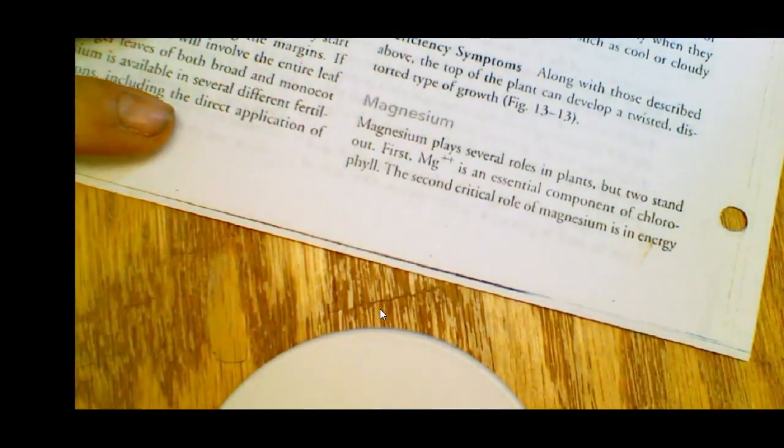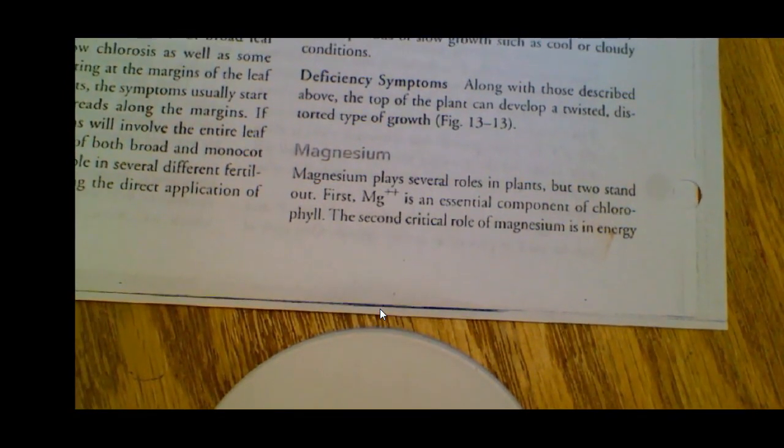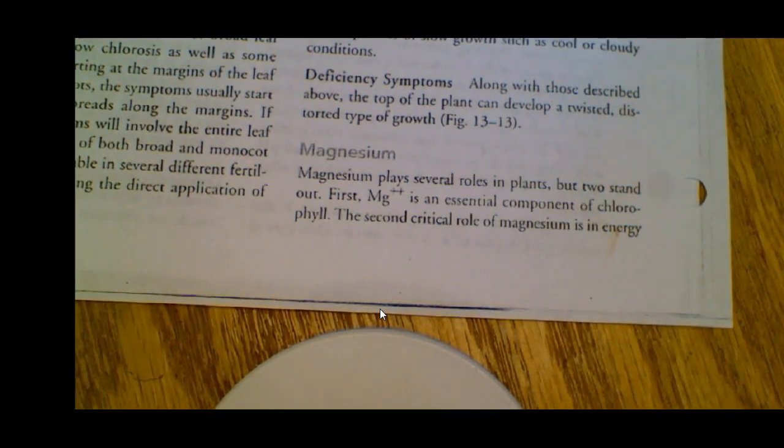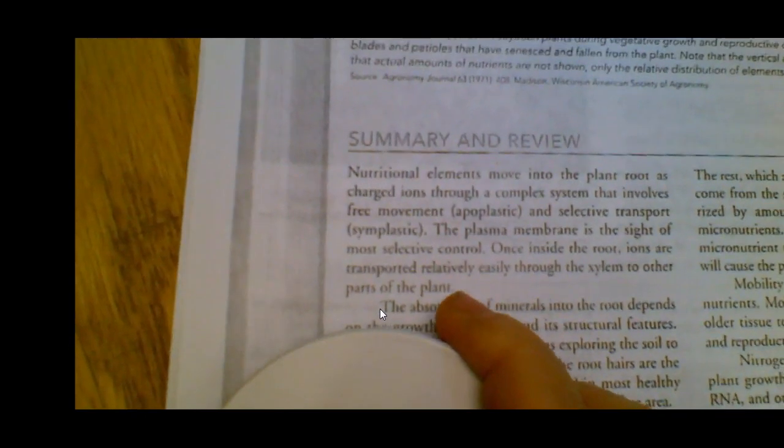So let us go ahead, and since I got the camera on already, let's go ahead and look at magnesium on this handout that we had from the textbook itself. We're back on page 259. So we haven't really talked about the role of magnesium in plants. We actually did back in photosynthesis, because magnesium 2+ is an essential component of chlorophyll, and that's an essential part of photosynthesis. So it says here the second critical role of magnesium is in, oh, where'd my page go?